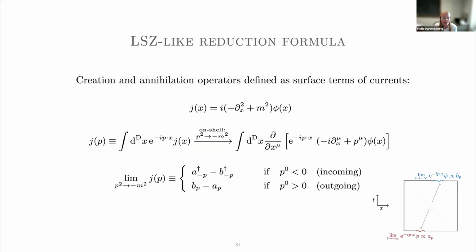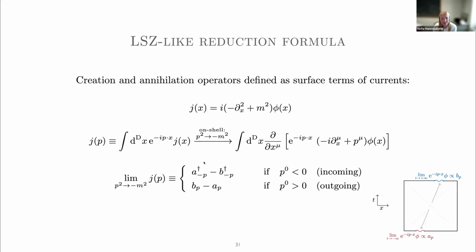So we now want to derive an LSZ-like reduction formula that takes into account basically any kind of time ordering or retarded functions, etc. So we start very much in the traditional way, that the creation and annihilation operators are defined as surface terms of currents. So we have some current J of x that's given by this derivative in x squared plus m squared of phi. And if we write the current in momentum space and we take the on-shell limit, p squared going to minus m squared, then we can write this as a surface term.